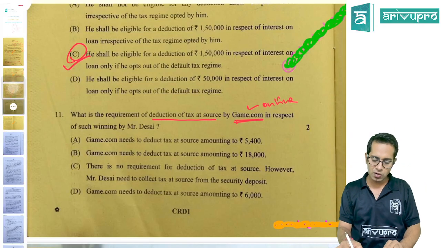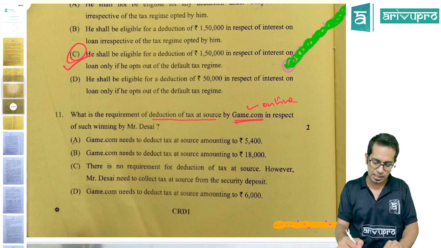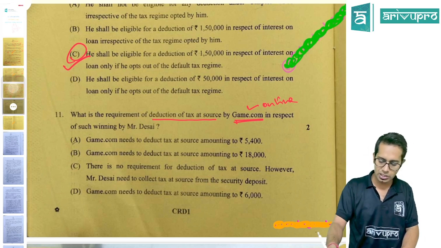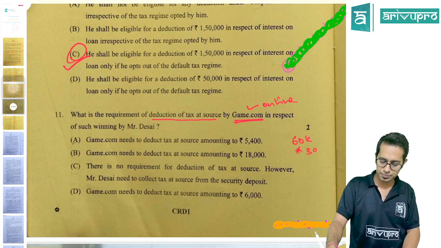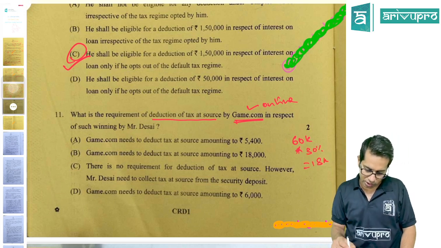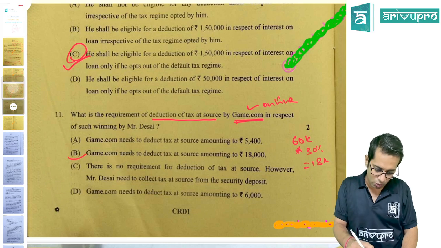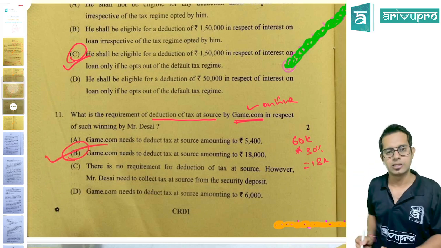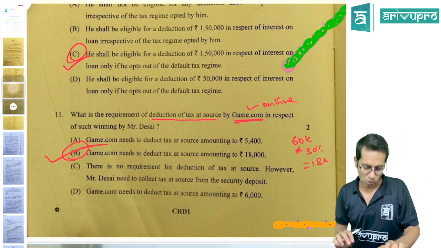And then what is the TDS provision? What is the requirement of deduction of TDS by the gaming company? The gaming company needs to deduct TDS of, so how much is the amount? 18,000 is the amount, correct? 60,000 into 30%, which is 18,000, has to be deducted as TDS. There is no requirement of TDS. Okay, so option number B is the right answer for this question.